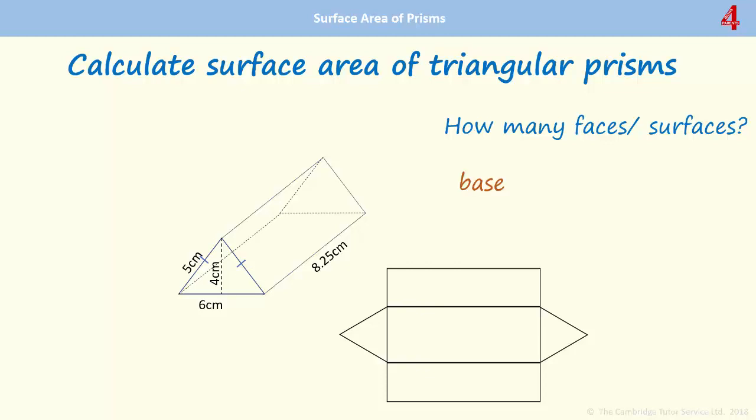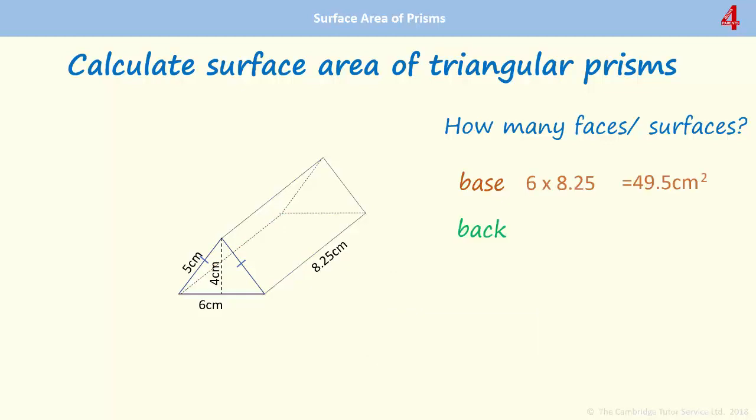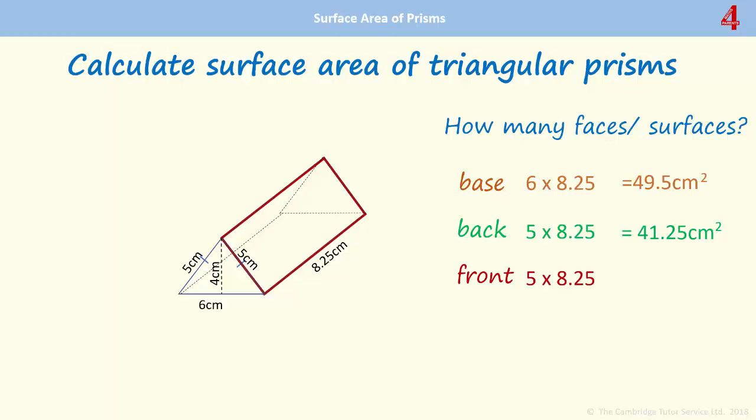So we have a base, and that's 8.25 times by 6 centimetres. Then we have the back, and although it's on a strange angle here, remember that is a rectangle, and it's 5 times by 8.25. And because both the diagonal sides of this triangle are the same, the front and back rectangles will be the same. So 5 times 8.25. Now we're going to do the sides.